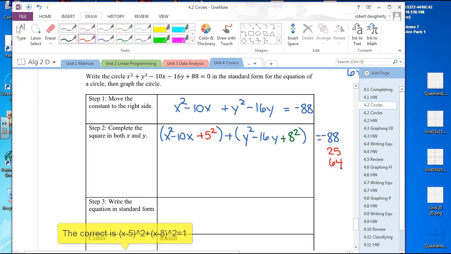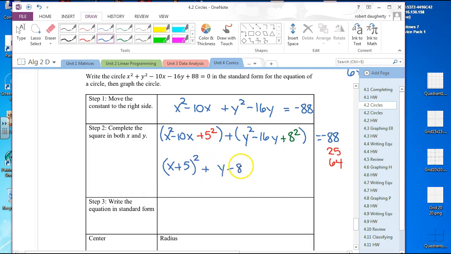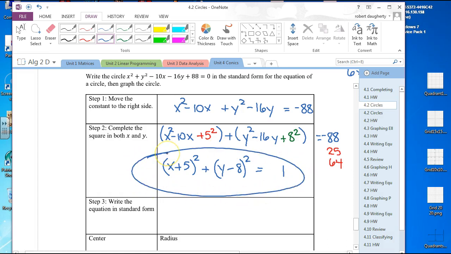So what do I get? On the left side of the equation, this factors into (x plus 5) squared plus (y minus 8) squared. And then on the other side, I think that is just 1. 64 plus 25 is 89, and 89 minus 88 is 1. So this is our equation. That's our circle in standard form.